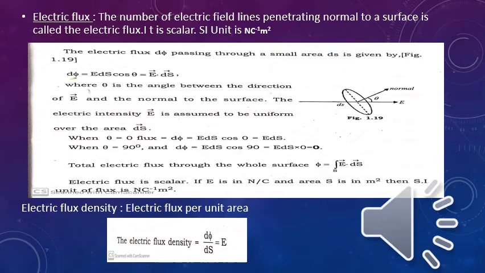Then what will be the electric flux density? We have got electric flux, and the electric flux per unit area is the electric flux density. That is, if d phi is the electric flux and dS is the area, the electric flux density will be equal to d phi by dS.